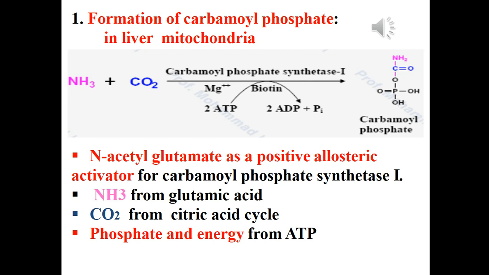The activator of this step, or the activator for this enzyme, is N-acetyl glutamate. Positive allosteric means it binds with a site other than the active site of the carbamyl phosphate synthetase 1 enzyme. So, ammonia comes from glutamic acid, it means from the oxidative deamination of glutamic acid. CO2 comes from the Krebs cycle, where we have 3 steps that produce CO2. The phosphate and the energy come from ATP.